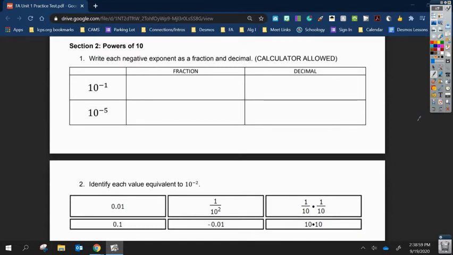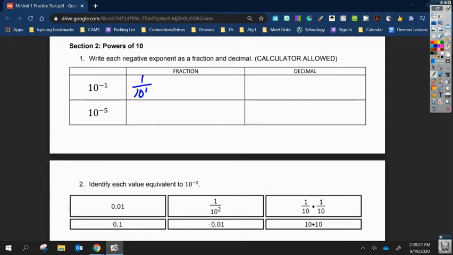Moving on to section 2, which covers powers of 10. The instructions ask you to write a negative exponent as a fraction and as a decimal. You may use calculators for this section. We know that a negative exponent does not make things into a negative. What it does is indicate that it's in the wrong position. Therefore, we want to move it to the denominator, and now it becomes positive.